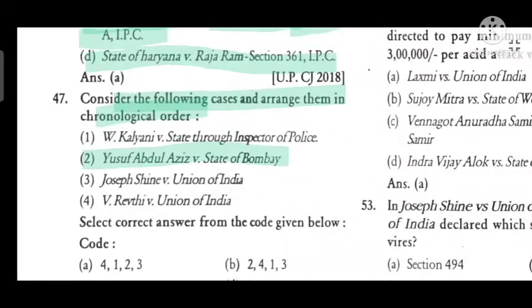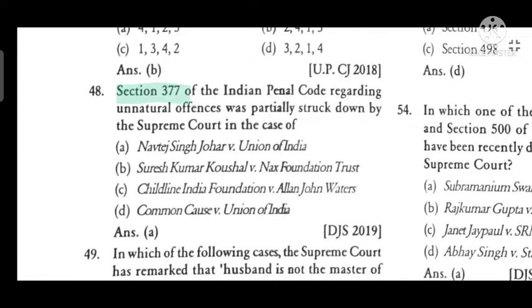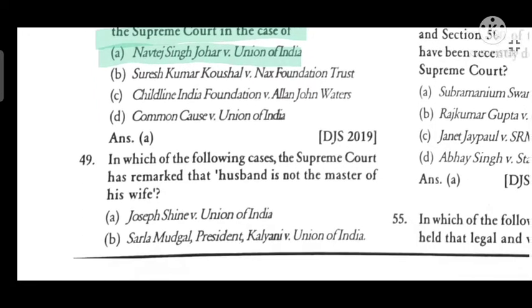Yusuf Abdul Aziz versus State of Bombay. V. Revathi versus Union of India. Kalyani versus State through Inspector of Police. Joseph Shine versus Union of India. Section 377 of IPC regarding unnatural offence was partially struck down by the Supreme Court in the case of Navtej Singh Johar versus Union of India.